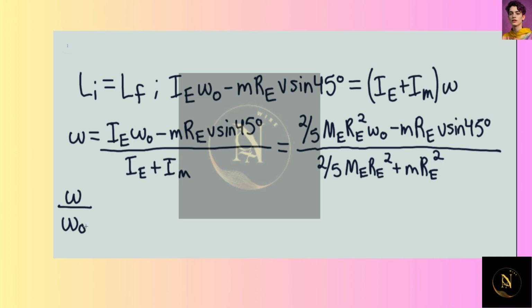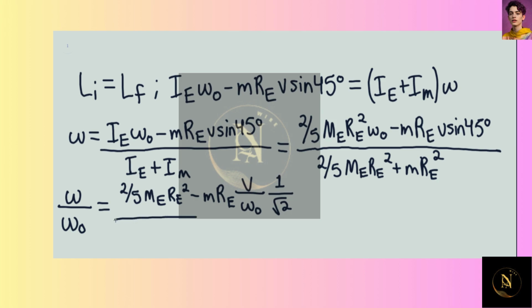And so we can say then that omega final over omega initial would be equaling, this would be 2/5 times the mass of the Earth, radius of the Earth squared, minus the mass of the meteorite times the radius of the Earth, multiplied by the linear velocity of the meteorite divided by the initial angular velocity, multiplied by 1 over radical 2, and then this would be divided by the radius of the Earth squared multiplied by 2/5 times the mass of the Earth plus the mass of the meteorite.